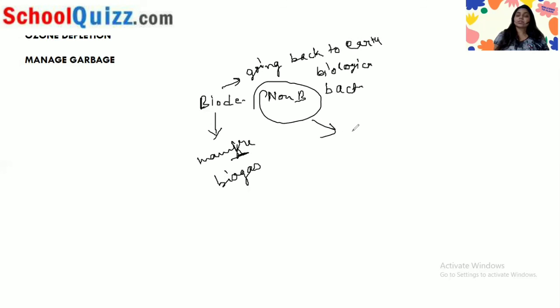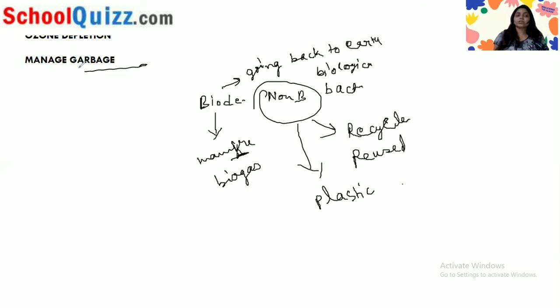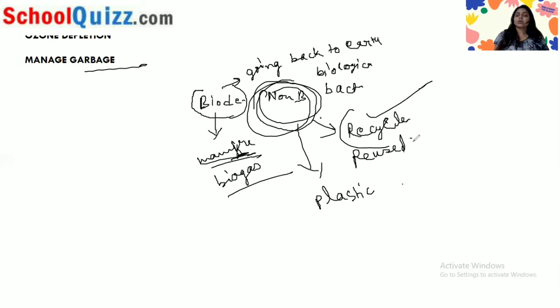This can be recycled or reused. Examples are plastic and metal cans. These are non-biodegradable garbage. So how can we manage it? We can reduce biodegradable garbage into manure and biogas, and non-biodegradable garbage can be recycled or reused.